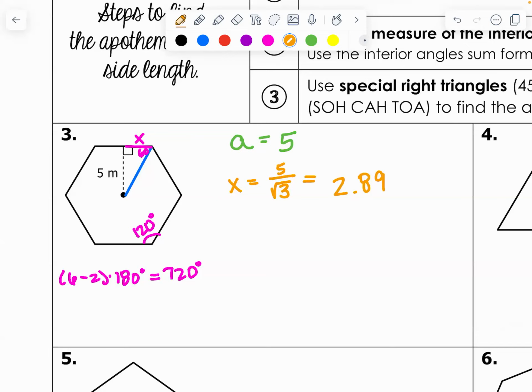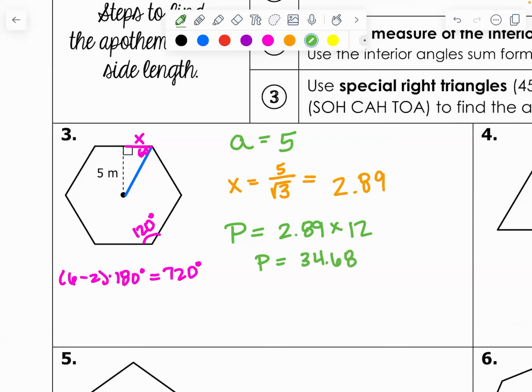If I want the perimeter, what am I going to have to multiply 2.89 by? I would multiply it by 12 because 2.89 is half of a side. Either one's fine. If it's already in your calculator, multiply it by 12. I use the full number, 2.8867. If you use the rounded number, we have 34.68.